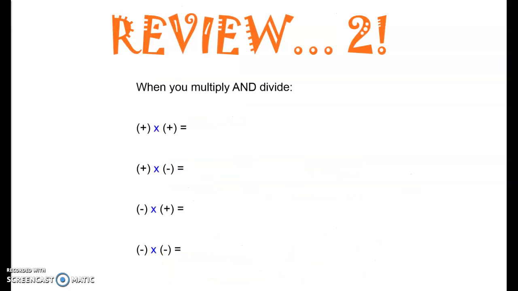Review number 2. Okay, I know you're all starting to sing the integer multiplication and division song. Same signs, positive. If we're multiplying integers with the same signs, we will always have a positive answer. So the bottom one, a negative times a negative, same signs, will yield a positive answer. Different signs, negative. A positive times a negative will always yield a negative answer. Negative times a positive, always negative.